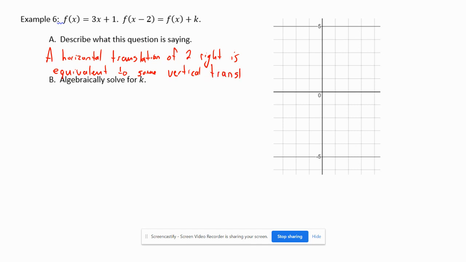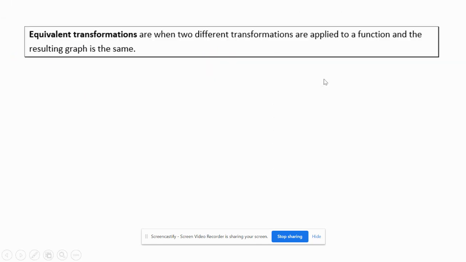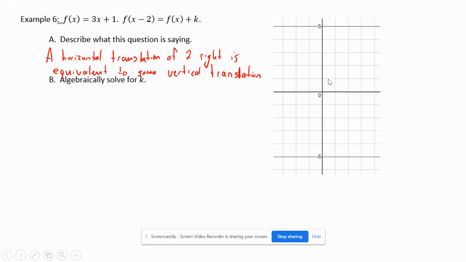And the next part, B, is saying to actually solve for k. Take a look at this one graphically here. 3x plus 1 is a linear function. So our graph is slope of 3, y-intercept of 1. So this graph looks like this. Okay. So if I translate this guy 2 to the right, that means this point would go here. This point would go here. And we get this graph over here.